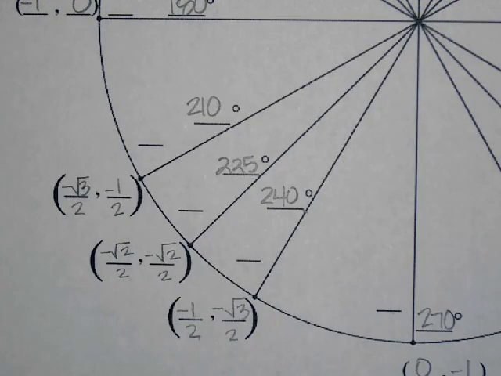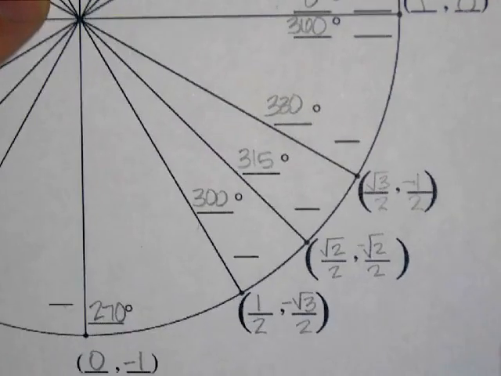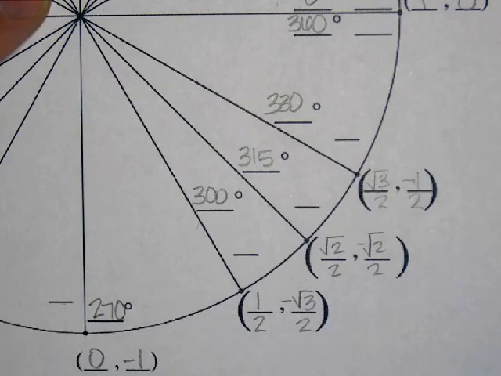Okay. And then we've got our fourth quadrant. X coordinate is positive. Y coordinate is negative. We're good?